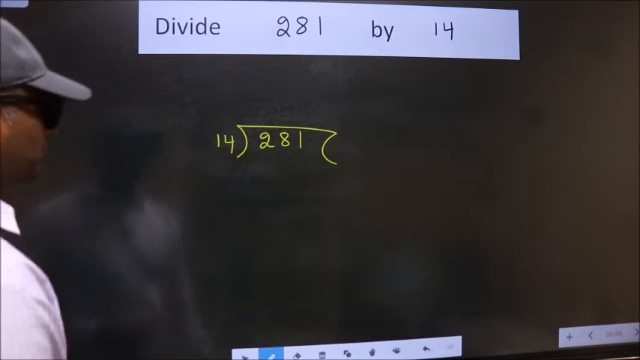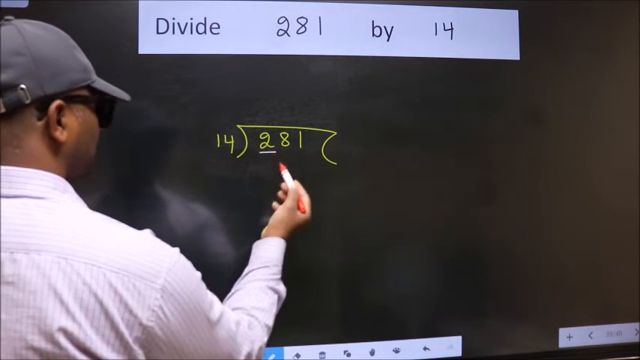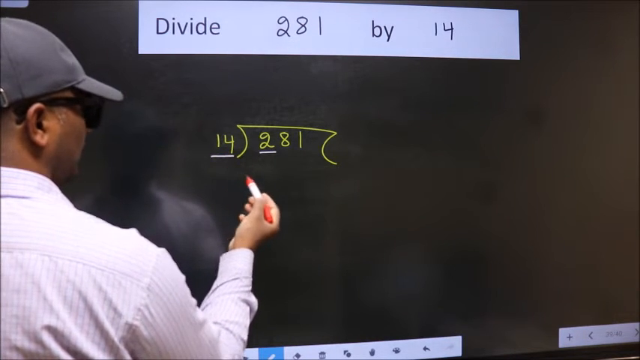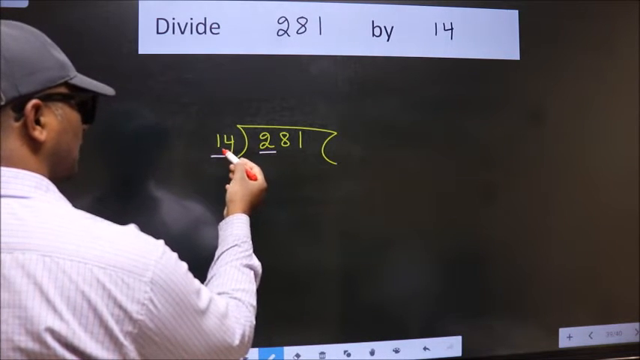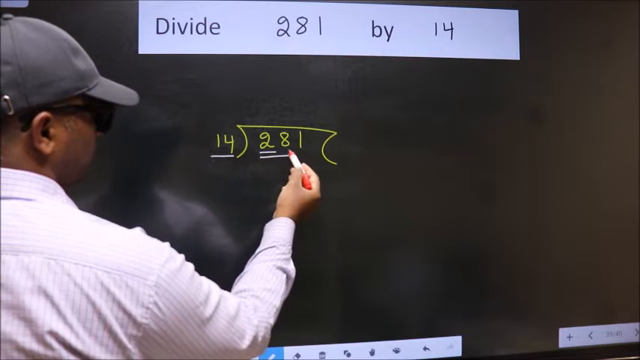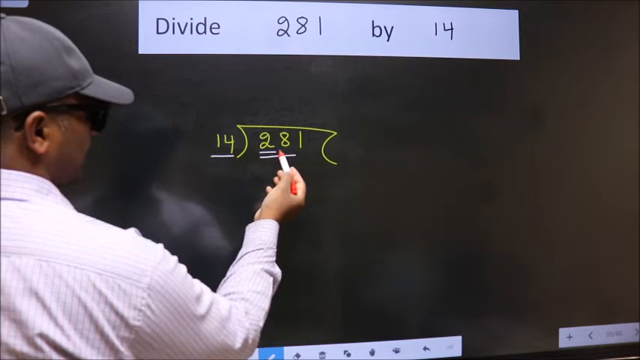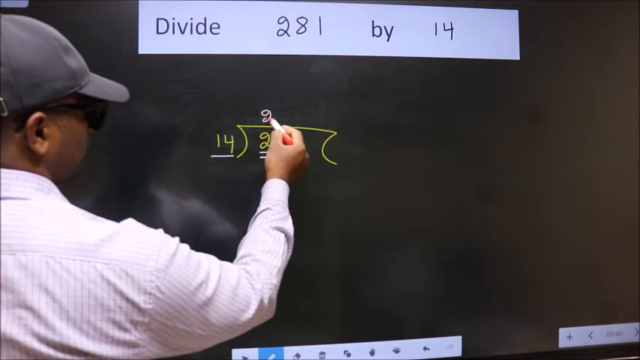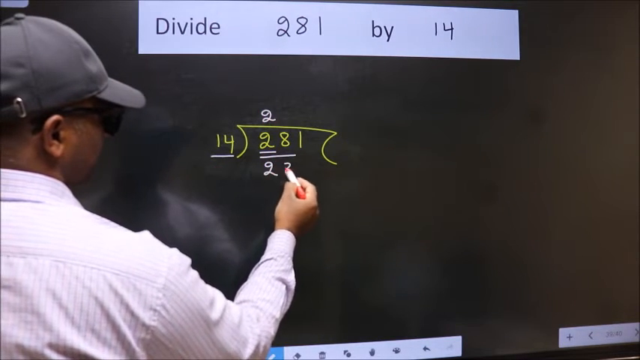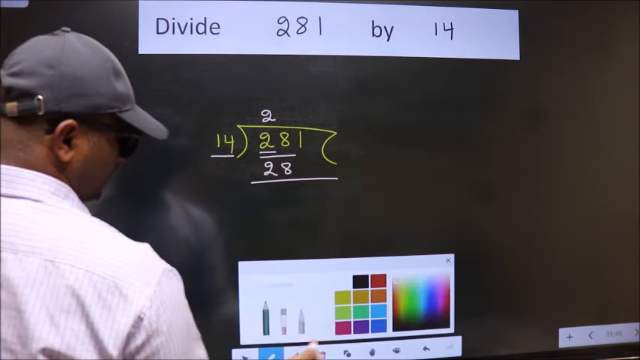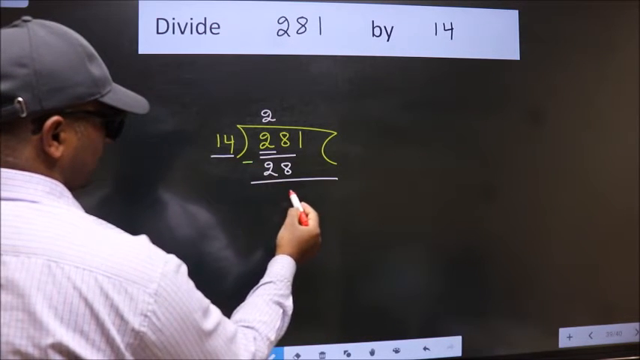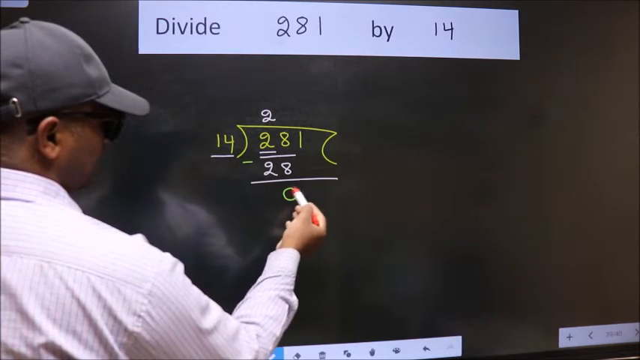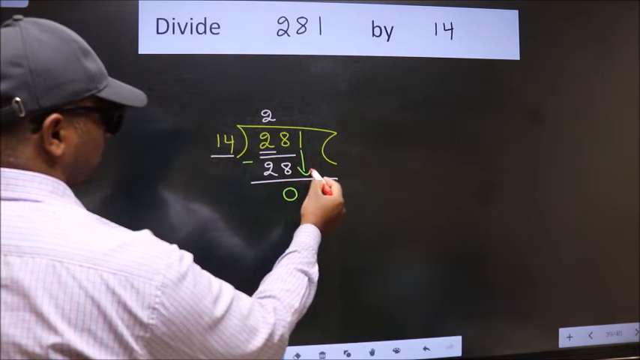Next. Here we have 2, here 14. 2 is smaller than 14, so we should take two numbers, 28. When do we get 28 in the 14 table? 14 2's are 28. Now we should subtract. We get 0. After this, bring down the beside number.